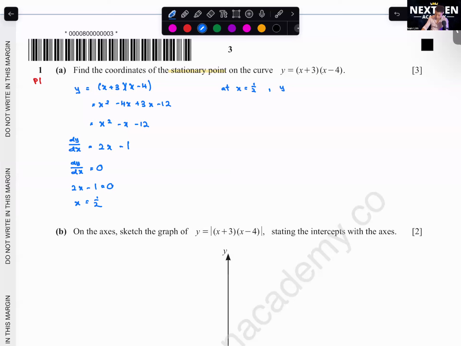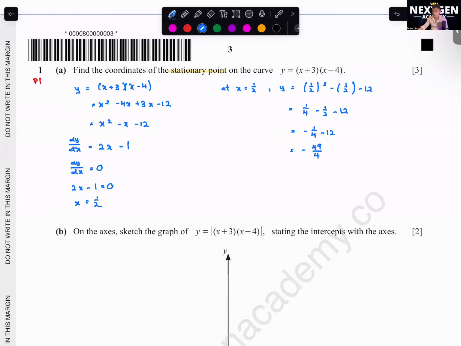Then we sub 1 over 2 into y. Which equation should we use? We just use this one, x squared minus x minus 12. So (1/2) squared minus 1/2 minus 12. We get 1/4 minus 1/2 minus 12, which is minus 1/4 minus 12. 4 times 12 will be 48, so minus 1 minus 48, we get minus 49 over 4.